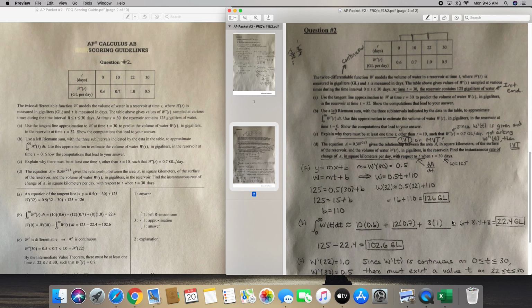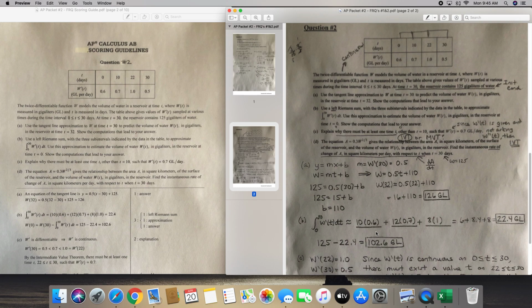If I crunch all these numbers, by the way, you could have left the answer just like this because remember they said that answers don't need to be simplified, but if you were to crunch it, you'd end up getting 22.4 gigaliters. Now, this tells me that after 30 days, there's 22.4 gigaliters, but we know that, I should say, that's my bad, at t equals 30 rather, we know there's 125 gigaliters.